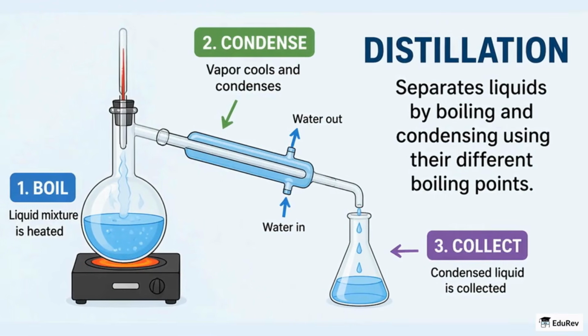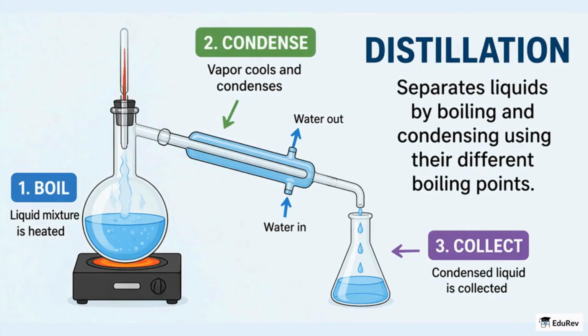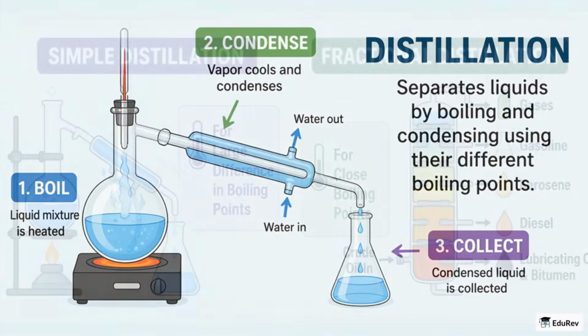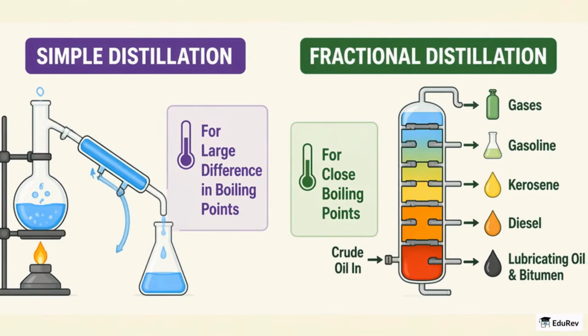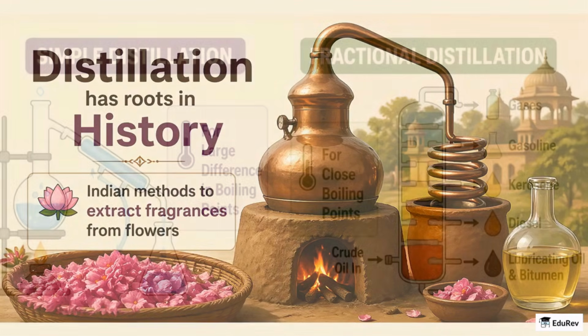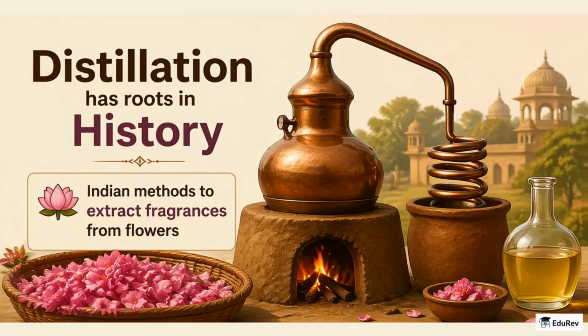Distillation separates liquids by boiling and condensing, using their different boiling points to recover each component. Simple distillation works when boiling points differ a lot, and fractional distillation refines mixtures with closer boiling points, like crude oil fractions. Distillation has roots in history too. For example, Indian methods to extract fragrances from flowers.